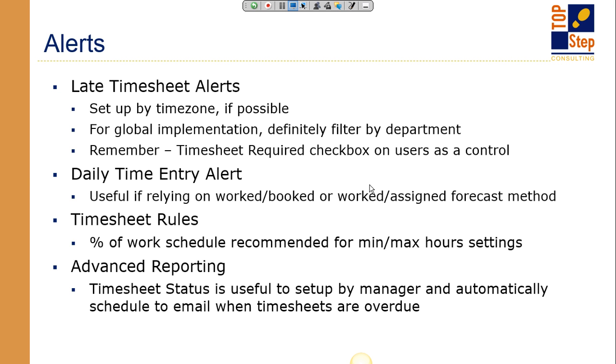You could have multiple timesheet alerts set up based on different time zones. So if you have organizations spread across different time zones in the U.S. or globally, you want to make sure that you have multiple alerts for each time zone to make sure that everyone's getting alerted at the proper time. To do this, you definitely need to make sure the organization is structured in a way that you can filter so that only the folks needing those alerts get them. Department is a great way to do that, to make sure that you only alert those folks in that area.